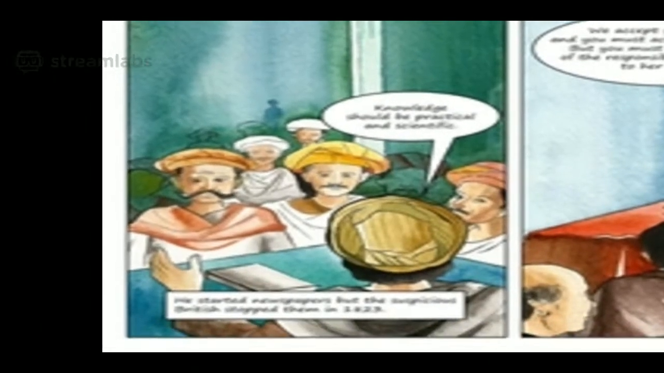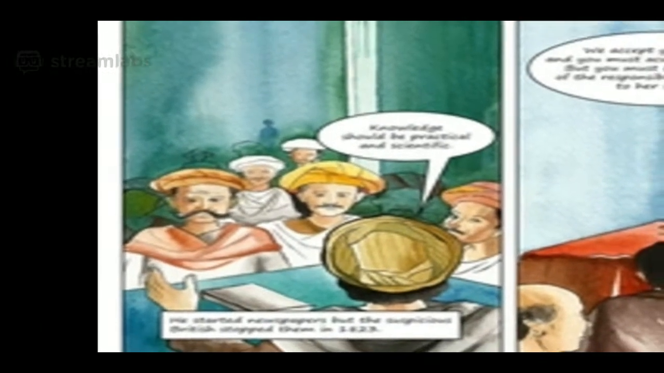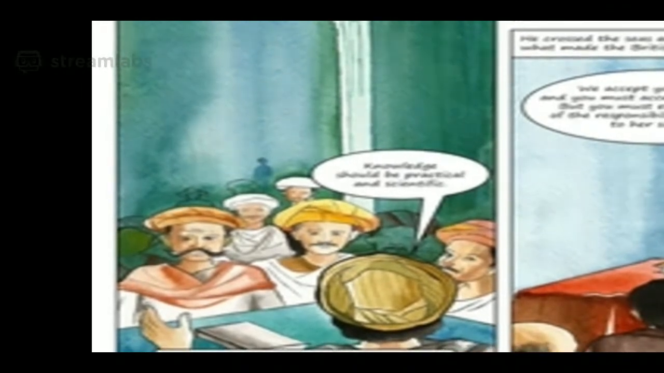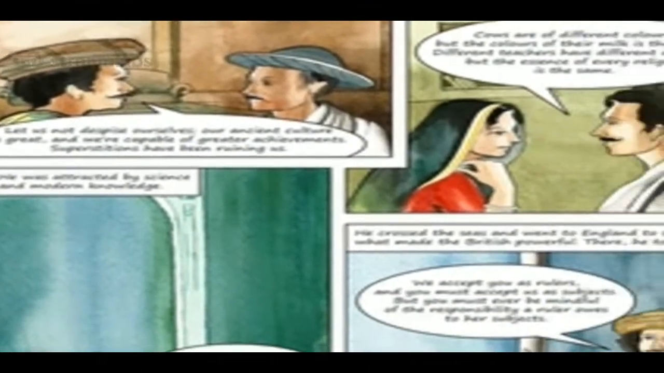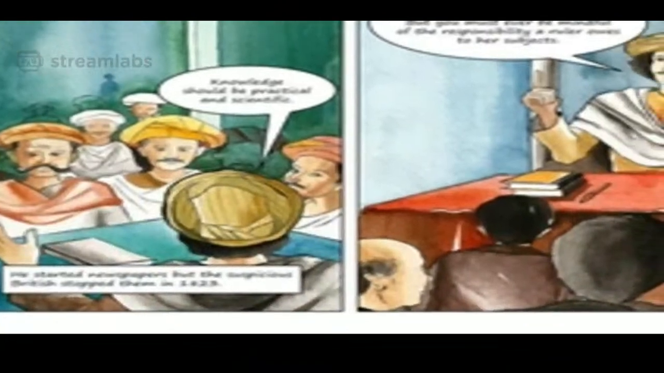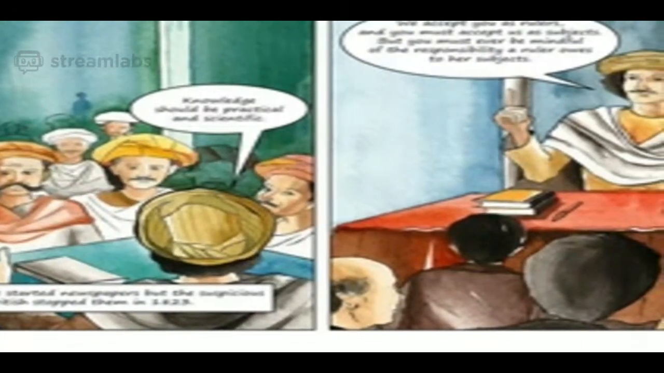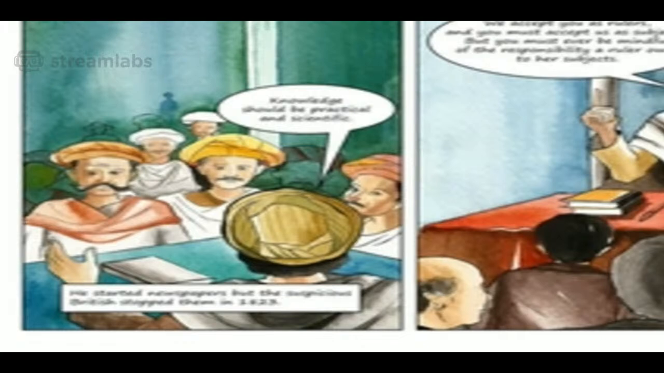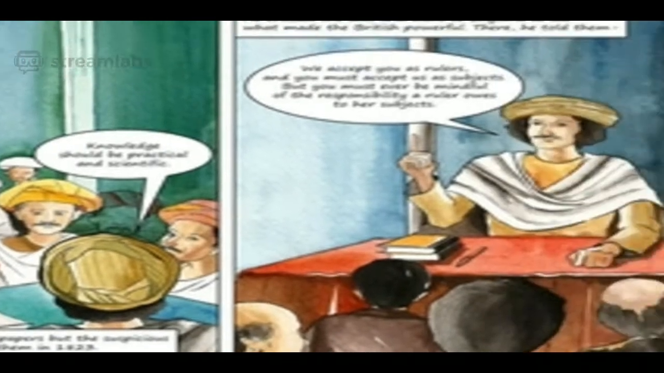Now here he propagated science education. He said he was attracted by science and modern knowledge. Here he is speaking to the people: knowledge should be practical and scientific. He started his own newspaper also, but the suspicious British stopped it in 1823.